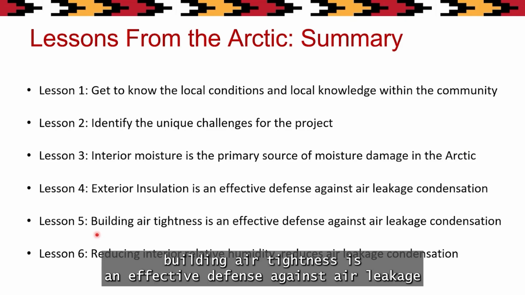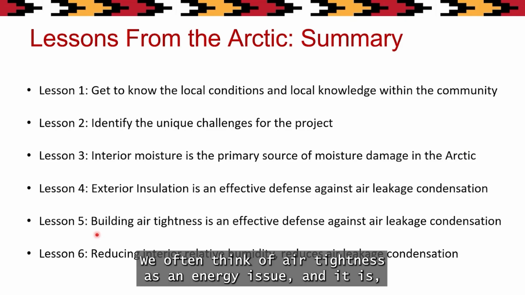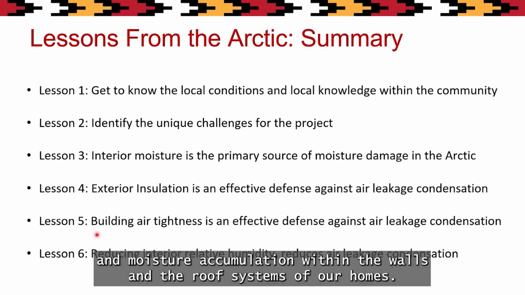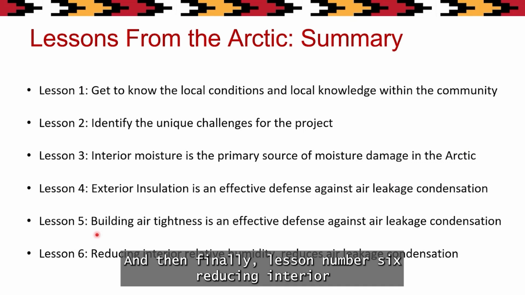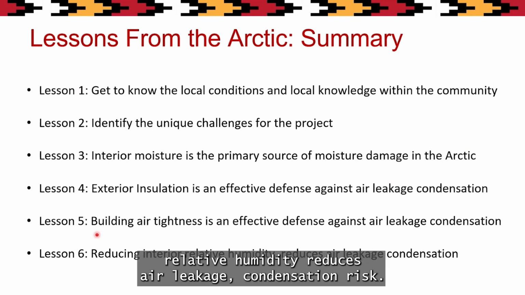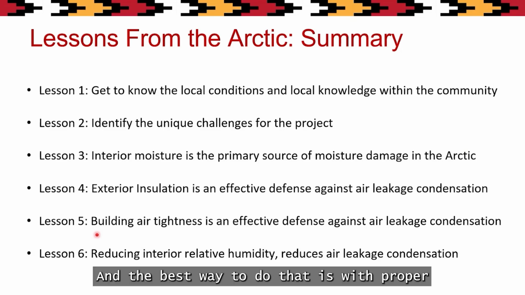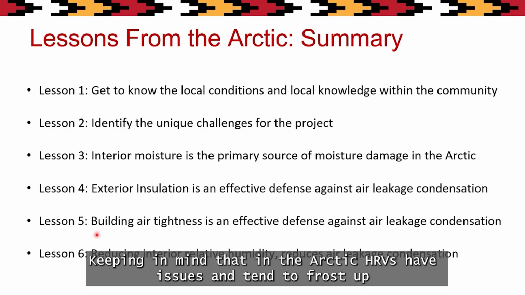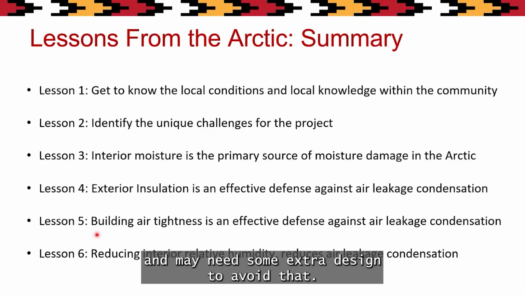Lesson number 5, building air tightness is an effective defense against air leakage condensation. We often think of air tightness as an energy issue, and it is, but it also can have significant effects on moisture and moisture accumulation within the walls and the roof systems of our homes. And then finally, lesson number 6, reducing interior relative humidity reduces air leakage condensation risk. The best way to do that is with proper ventilation strategies, keeping in mind that in the Arctic, HRVs have issues and tend to frost up and may need some extra design to avoid that.